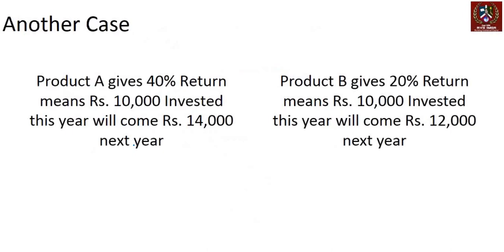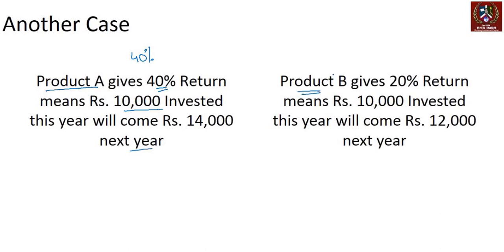Let's take another case. Now, let's say product A, there's a product in the financial markets, which could be equities, which could be bonds, which could be a mutual fund, any product in the financial markets gives a 40% return. What does it mean? It means that rupees 10,000 invested this year will give you rupees 14,000 next year, right? So that's a 40% return that you're getting here.